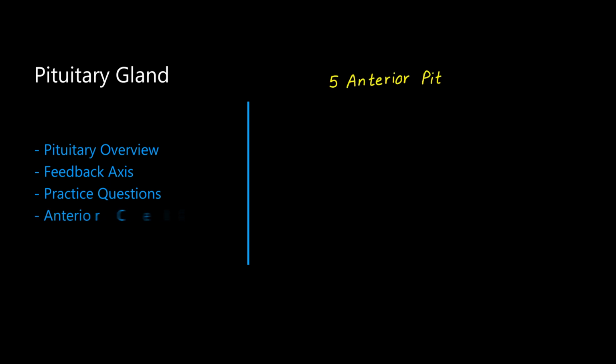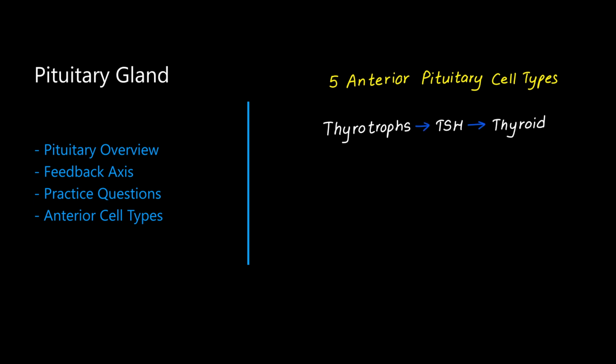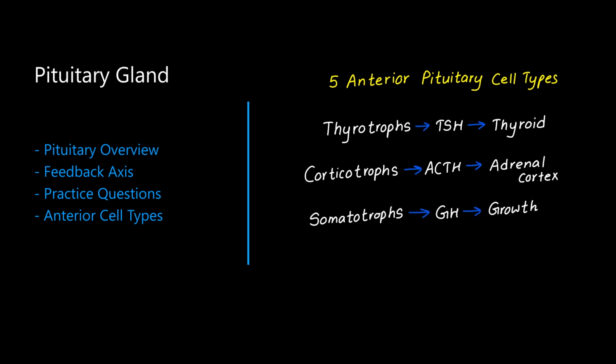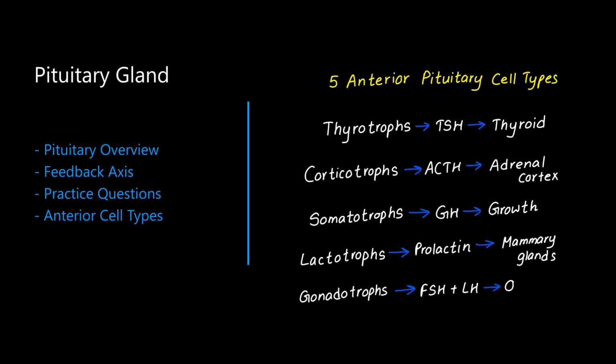The anterior pituitary has 5 cell types, and each one produces a specific hormone. Thyrotrophs make TSH, which targets the thyroid. Corticotrophs make ACTH, targeting the adrenal cortex. Somatotrophs make growth hormone. Lactotrophs make prolactin for the mammary glands. Gonadotrophs make both FSH and LH, targeting the ovaries and testes.